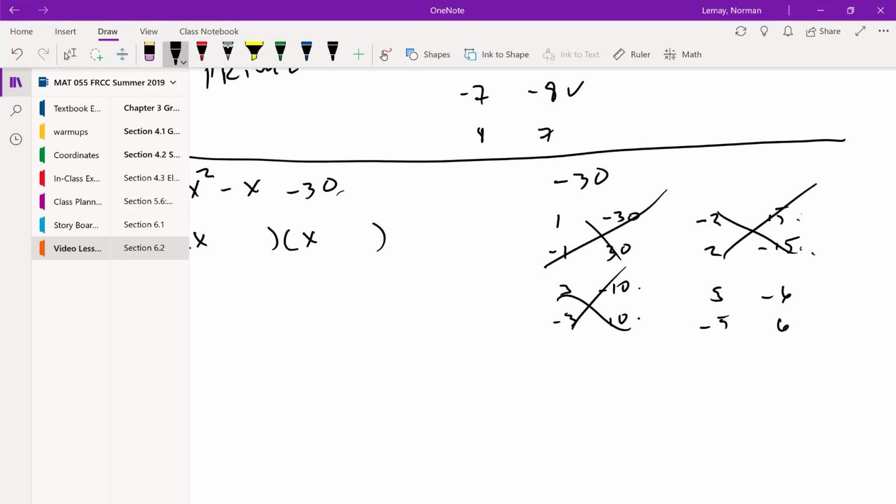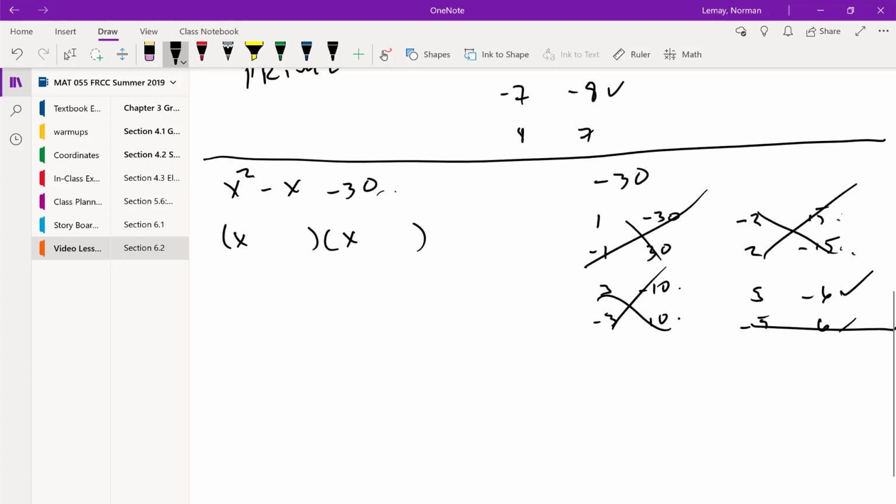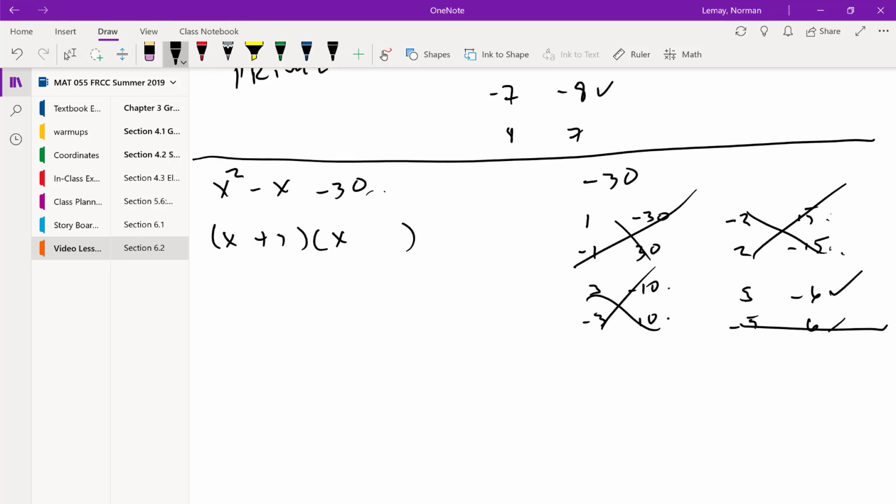So notice again, I product these together. They both give me the -30. I add 5 and -6 gives me a -1. So here we get pay dirt. And just for completeness, once you get pay dirt, you're done. But just for completeness, notice that when I add these together, I get a +1. So that's not going to work. So now I just come back over here and I go +5 and -6. And we are all done.